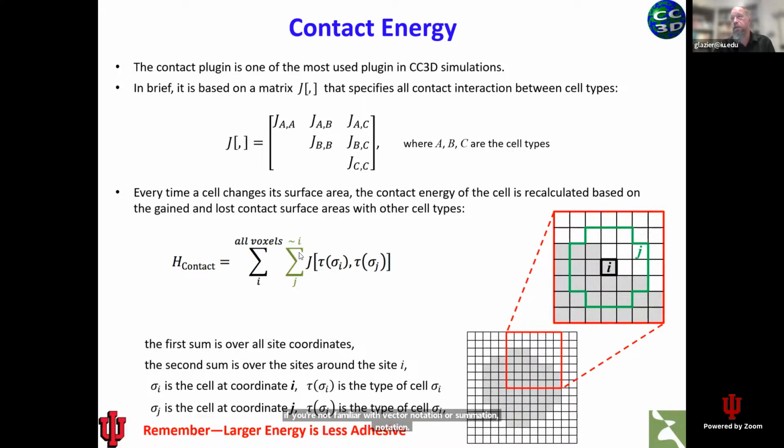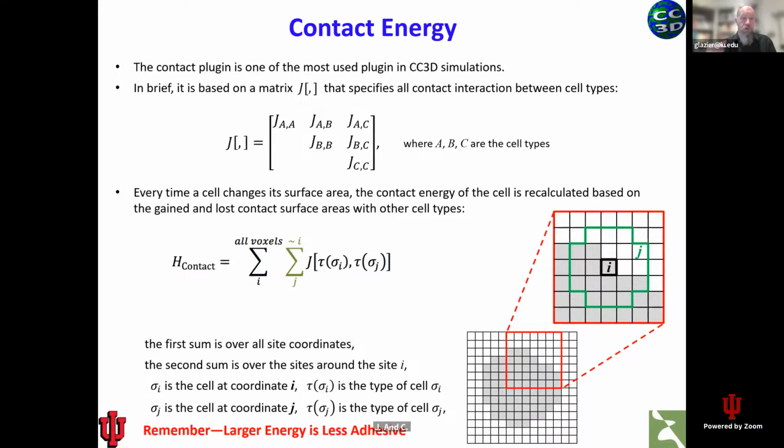The basic idea here is the following. We are going to define a contact energy per unit area between every pair of cell types in our system. So if we have three cell types, A, B, and C, there's going to be a contact energy per unit area between A and A, between a cell of type A and B, between a cell of type A and C, between a cell of type B and B, of B and C, and between C and C.